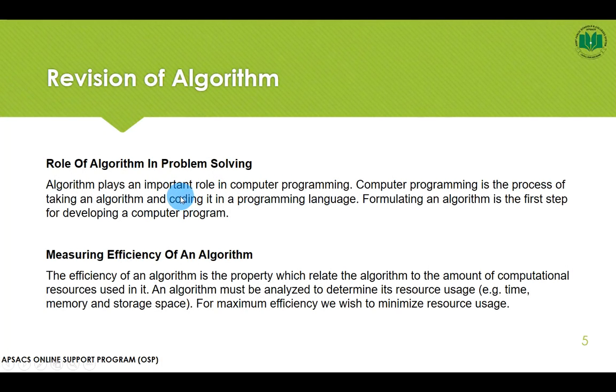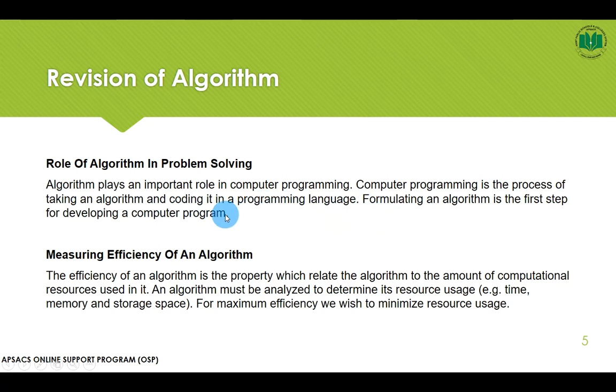Now what was the role of the algorithm in problem solving? Algorithm plays an important role in computer programming. Computer programming is the process of taking an algorithm and coding it into a language. Algorithm is simply writing on paper what we need to do before creating any software, any program, any website, or anything else which we are going to create. So it is just a matter of information, a matter of guidance about what we want to do in the program or in our software. So we have to write it down in easy language in different steps.